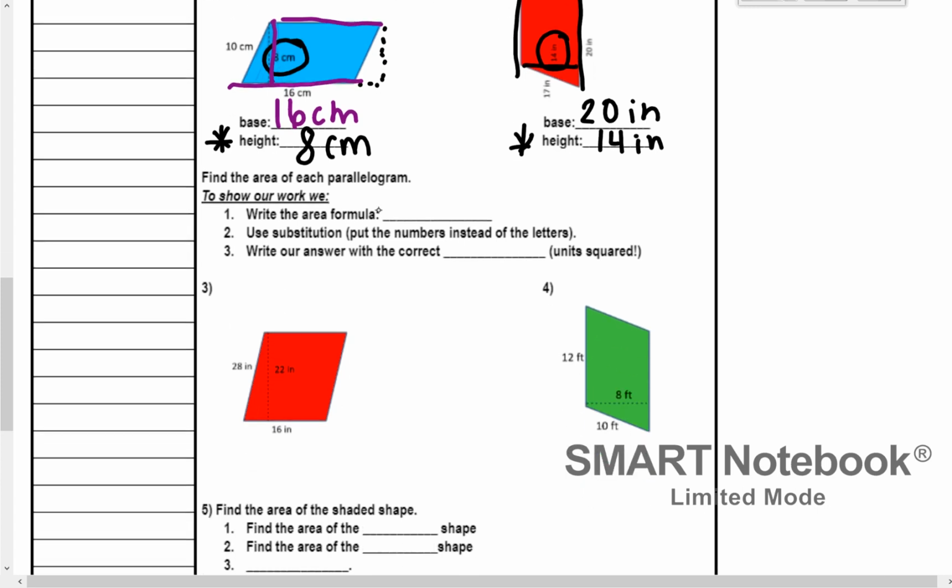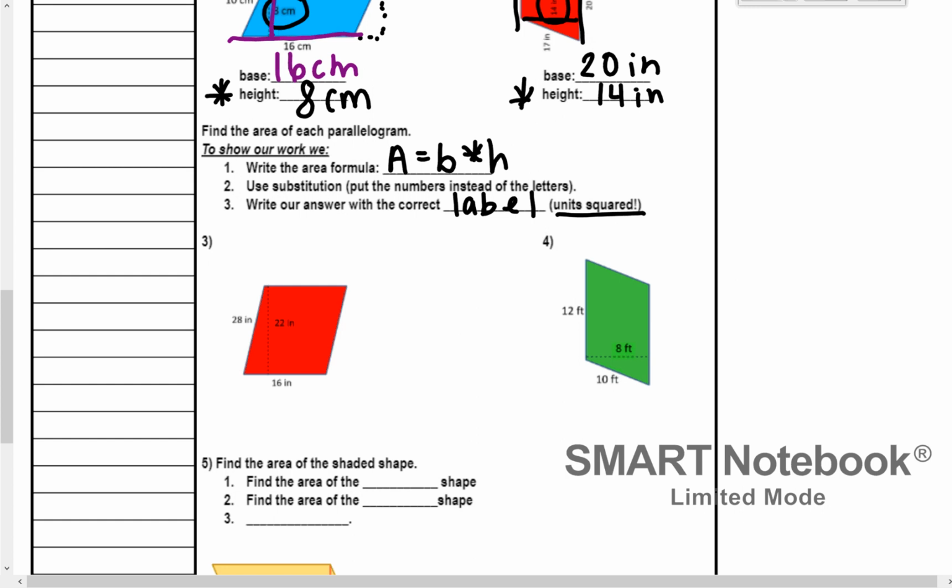So the very first thing we do is write our formula. We can write the shortened version of A equals B times H, meaning area equals base times height. We then use substitution, so then we're going to put the numbers in for the base and put the numbers in for the height. Since we don't know what the area is, we just leave that as A. So we would have A equals 16 times 8 for that second step. Okay, then third, we write our answer with the correct label. Remember, for area, it's units squared because it's inches times inches, or centimeters times centimeters, which would be centimeters squared or inches squared. All right, so let's try number 3.